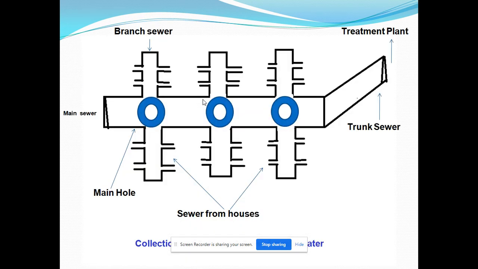Here's a detailed picture of collection and transportation of wastewater. Here you can see how the wastewater travels from the house sewer to the branch sewer, from the branch sewer to the main sewer, and through the main sewer it is taken to the wastewater treatment plant through the trunk sewer. Here these are the manholes to provide cleaning.